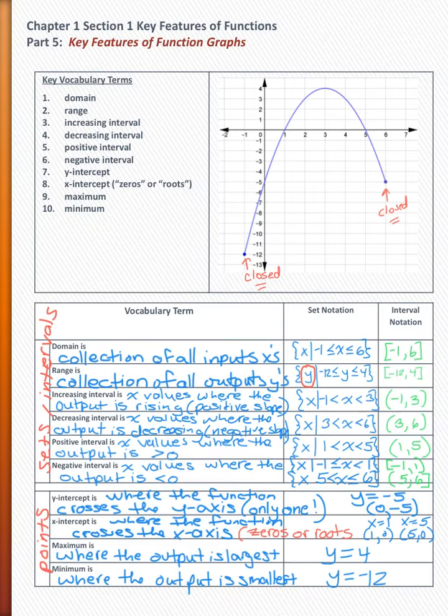Okay, so these are 10 features that we could use to describe any function, and you are going to need to know all of these terms, so please study them or make index cards for these, as we will be using all of these terms for the rest of the year.